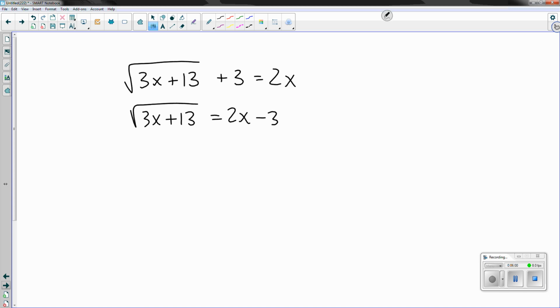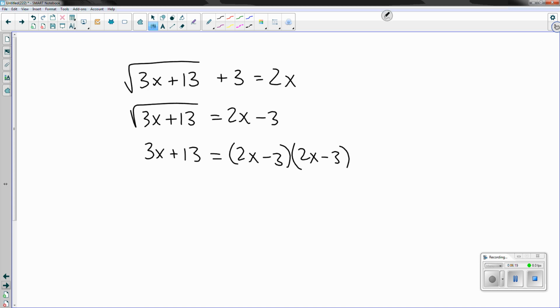Now at this point, when I square both sides on the left, I don't have to worry about distributions with radicals. So squaring this left side, it'll cancel out. Now squaring the right side, 2x minus 3 squared, is 2x minus 3 times 2x minus 3.